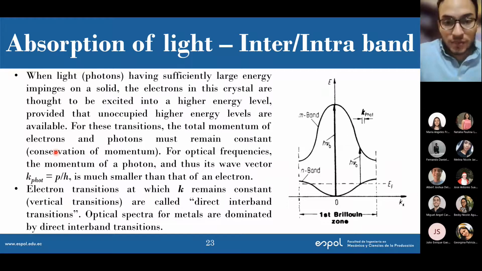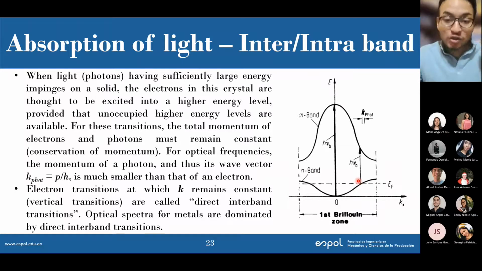That transition at which K remains constant. So basically, this is your conduction band, and this is your valence band. And here is your conduction band. If an electron moves vertically from the valence band to the conduction band, so you have a vertical transition, that means your K, your wave vector, is constant.